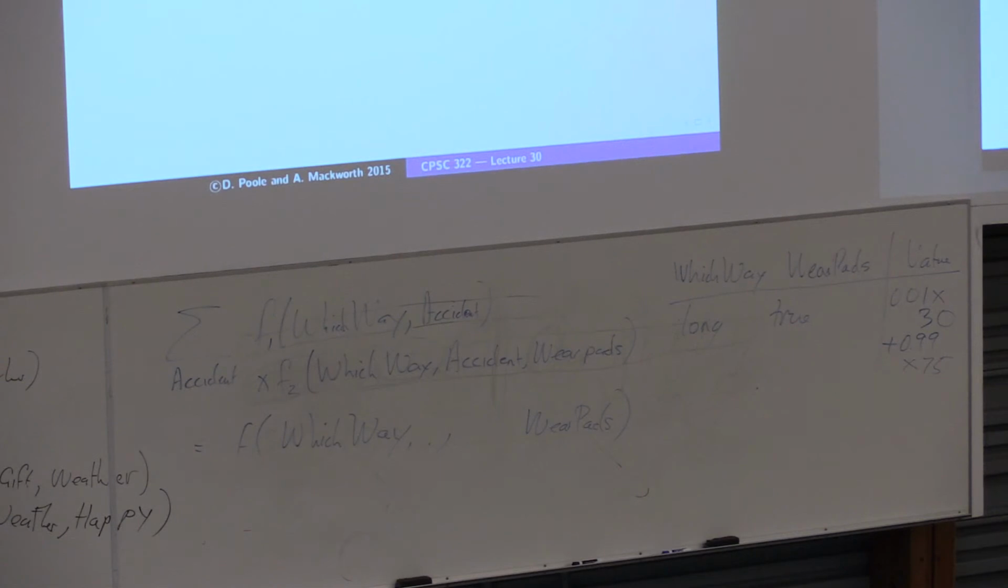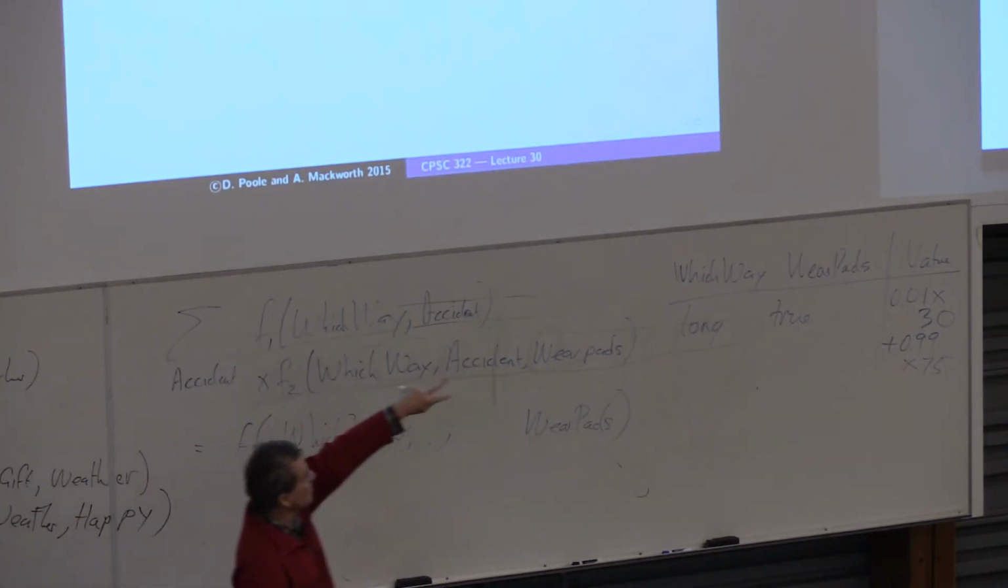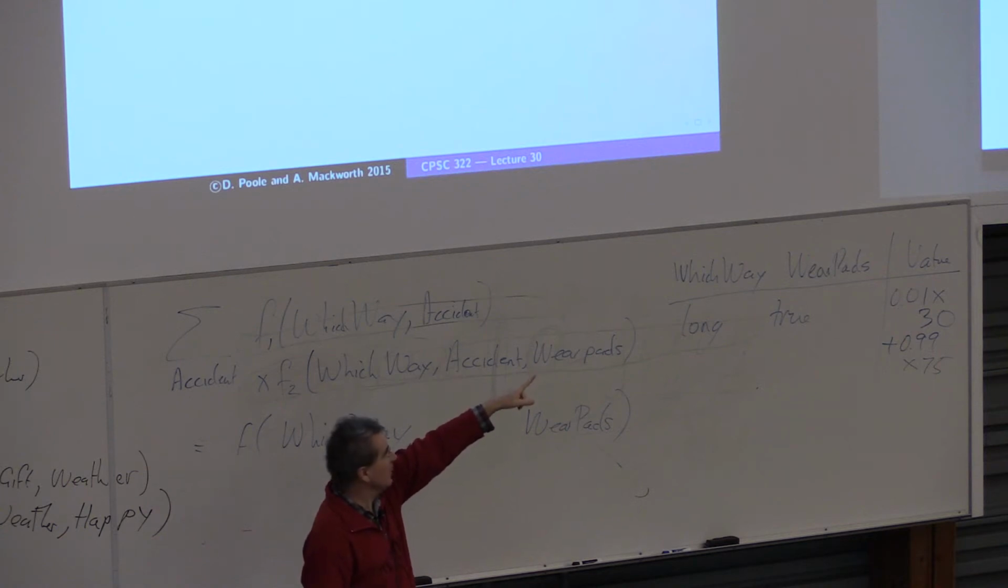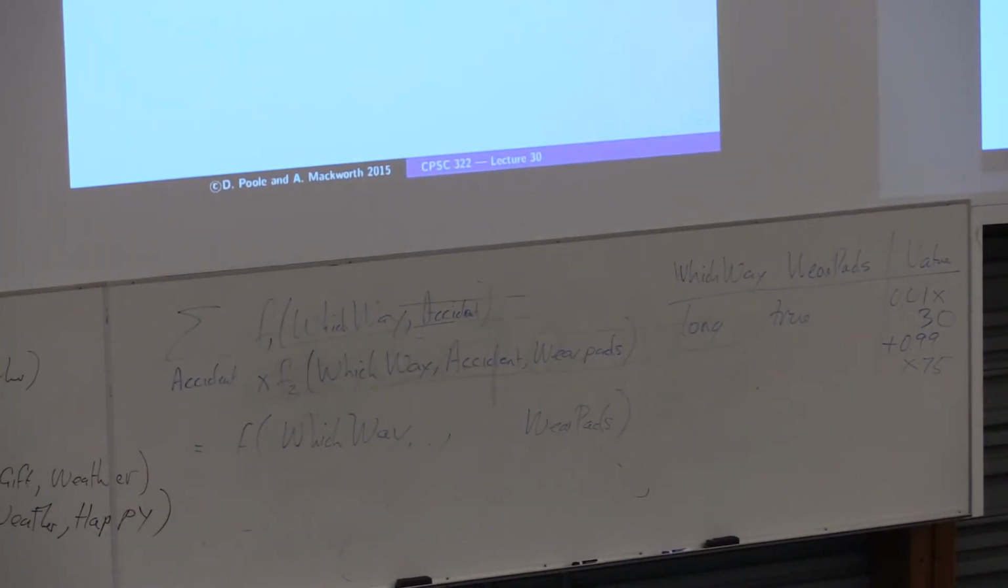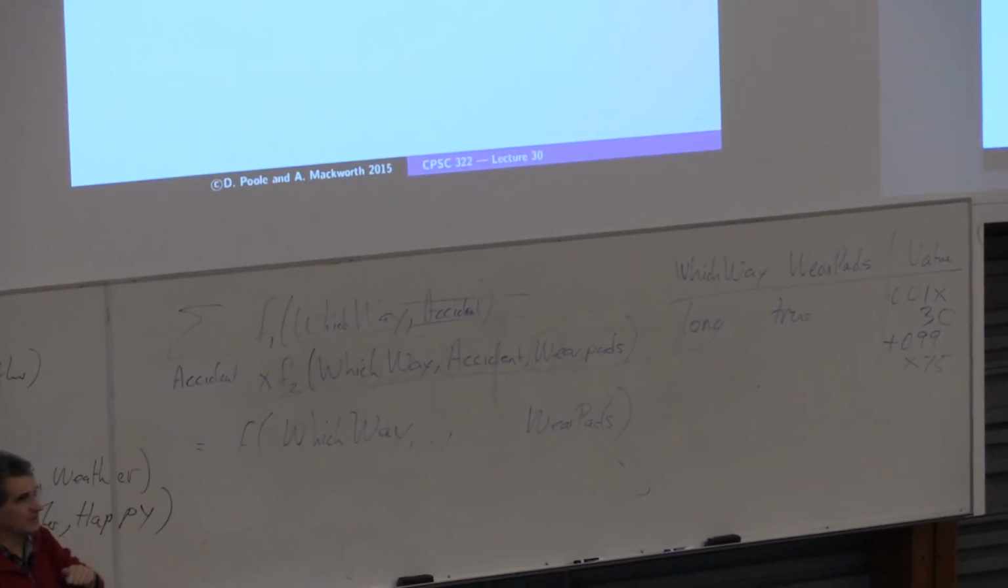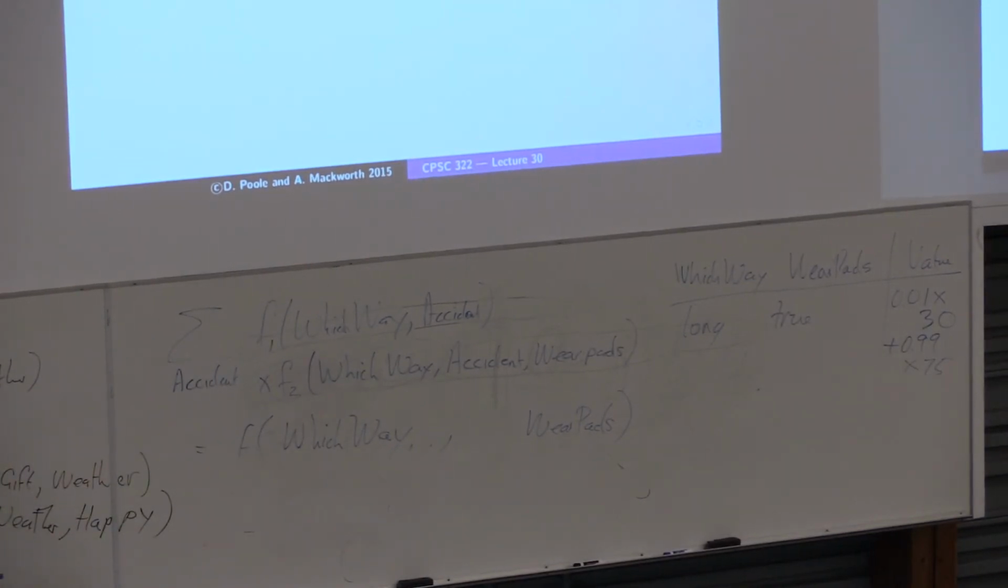And if you do that, you end up with this. If you do it for all the combinations, you end up with this. Here it's just summing over that. So what should the agent do? It gets to choose. So what does it want to do? Right, it wants to go the short way and wear pads. It wants to choose the maximum value. It gets to choose which way it goes and whether to wear pads. So it's 83.